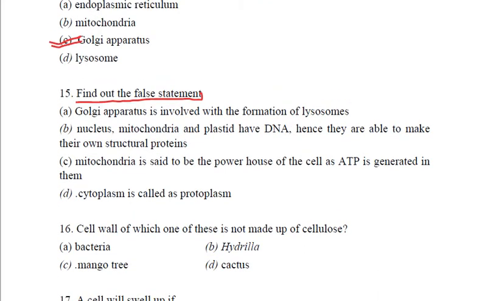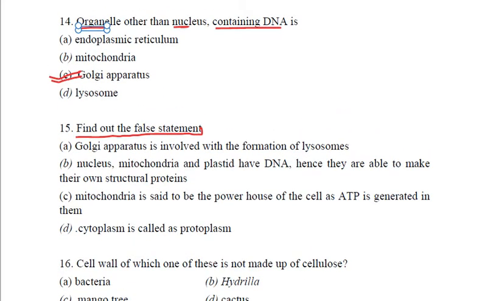I think there must be some error in this question because mitochondria contains their own DNA. I'll go with mitochondria because plastids and mitochondria contain their own genetic material. So it is not the Golgi apparatus, it is the mitochondria which contains its DNA. Apart from the nucleus, mitochondria and plastids are the two cell organelles which contain their own DNA, not the Golgi apparatus.